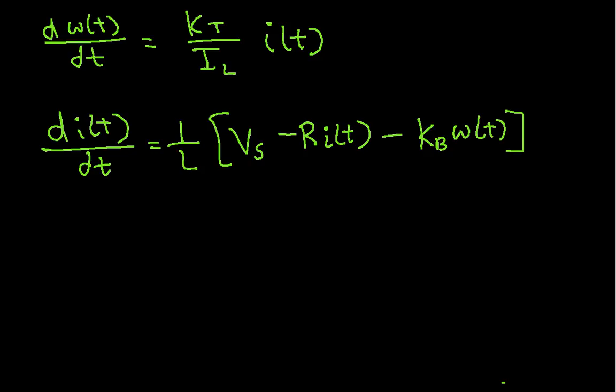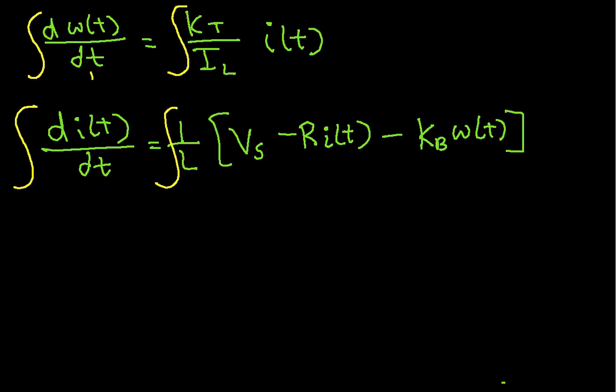Okay, now in order to implement this in Simulink, we don't want to have the derivative operators, because numerically they're ugly, they cause real issues. So we're going to take the integral of both sides of these equations. We're going to take the integral of this equation on both sides, and we'll take the integral of this equation on both sides.